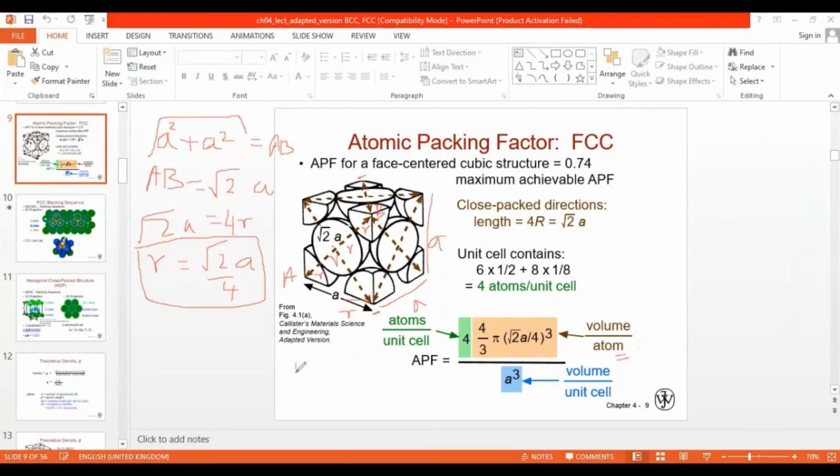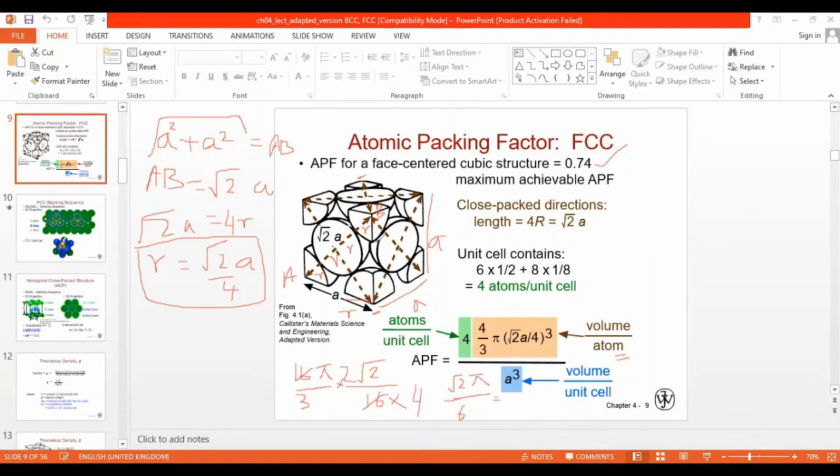So this a cube and that a cube will be gone. So I will have 16 pi by 3. Here I have root 2 by 4 whole cube, so that is 2 root 2 divided by 4 cube, that is 16 into 4. So I will remove this 16 and this 16, this 4 and this 4 will be cut out. So I will have root 2 pi upon 6, 0.74. Okay, the APF of face centered cubic structure is 0.74.